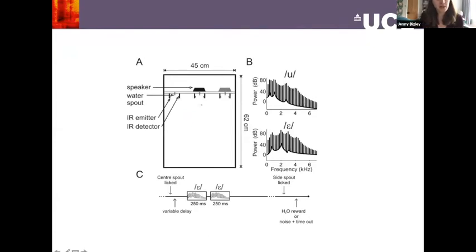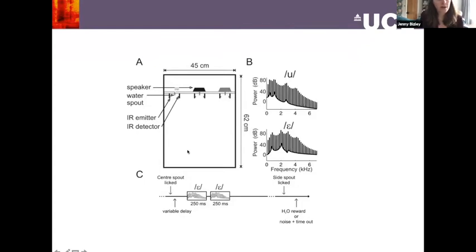So the animal pokes its nose in the center go spout. That triggers the presentation of two sound bursts of an identical vowel. Again, these artificial vowels that we used in the recordings. And in this case, the vowel could either be an oo or an air, and the animal was trained that if it heard an oo, it should go to the left-hand spout, in which case it was rewarded. And if it heard an air, it should go to the right-hand spout.